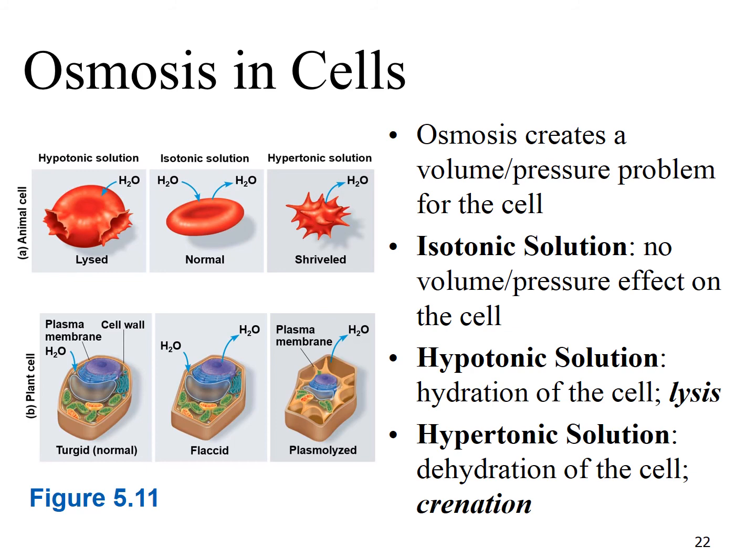When you look at these prefixes and think about solutions, these prefixes are describing essentially the concentration of the solute in the solution in the extracellular fluid. And so if you see isotonic, basically that means that the concentration of the solute molecules is the same both in the extracellular fluid and in the cytoplasm. No problem in terms of volume and pressure in the cell.